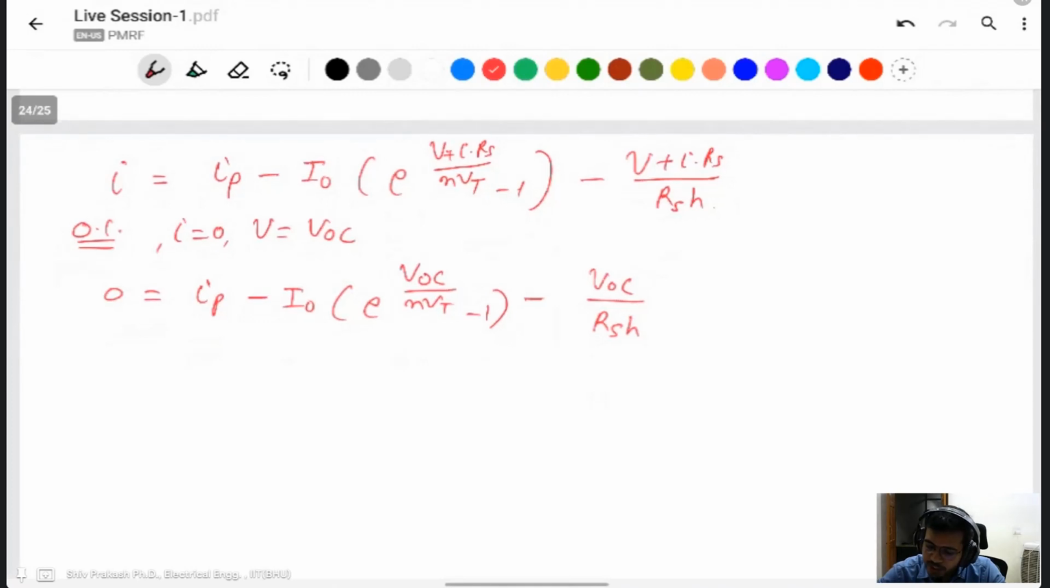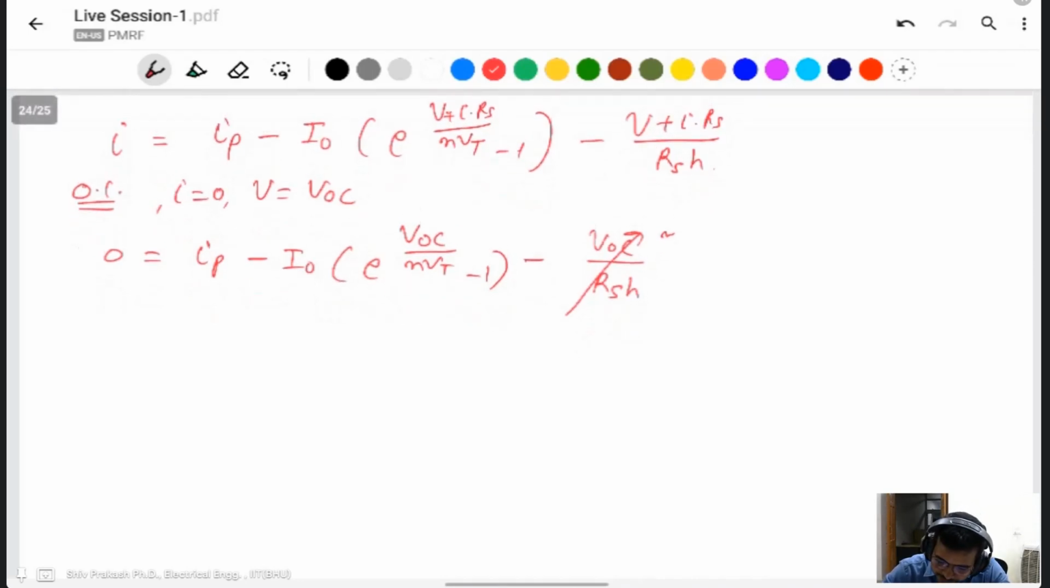For finding the open circuit voltage, you can neglect this one term, because the open circuit voltage is very small for a cell, not a module. If a number of cells are connected in series to form a module, then the module voltage will increase. But the open circuit voltage of a cell is very small. I calculate with this one.